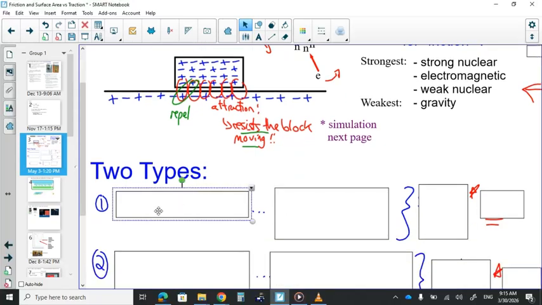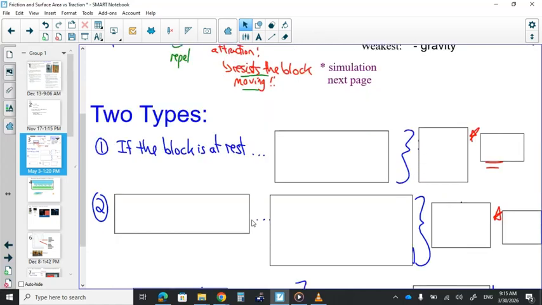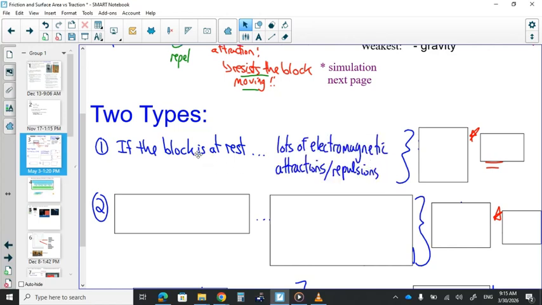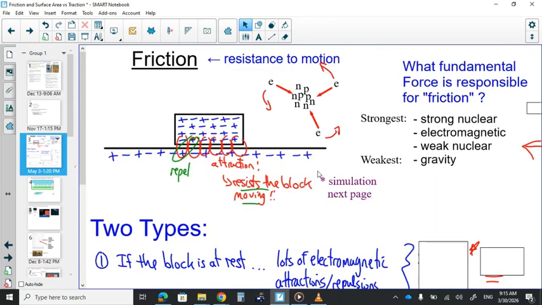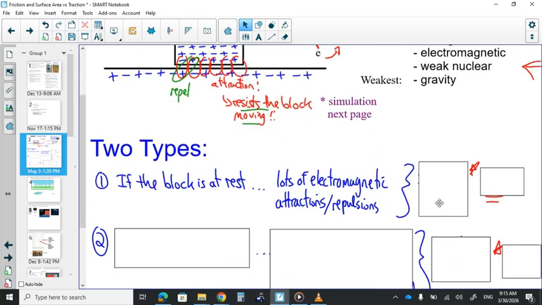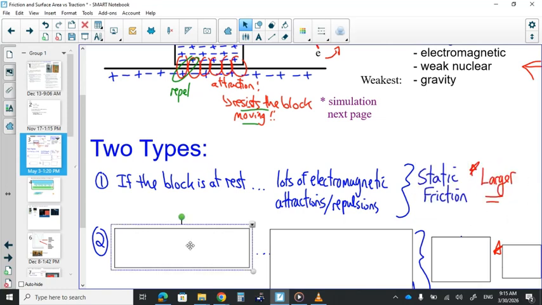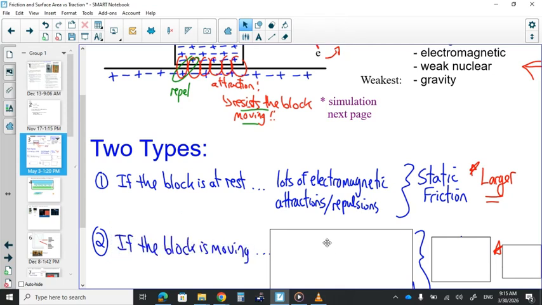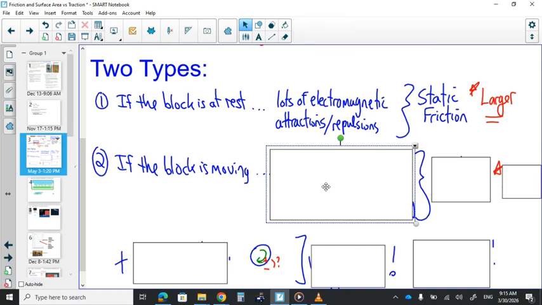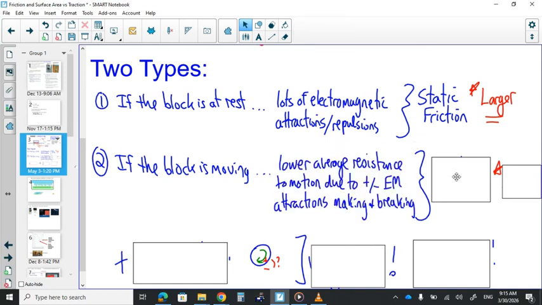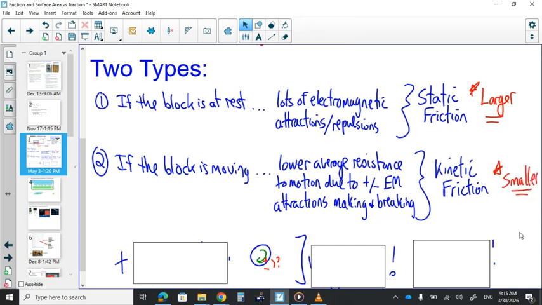And so you have in the previous content talked about static friction. So if two things are at rest, then that's lots of attractions and repulsions holding things together. And so that's what we've talked about as static friction, which is the larger value. And if the block is moving, you can think of it as attractions and repulsions making and breaking as it slides. So it's going to average out to less because you're in between, like you haven't set up an attraction yet and so on, right?